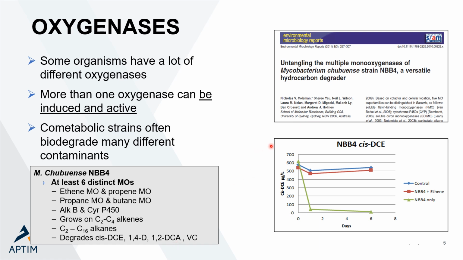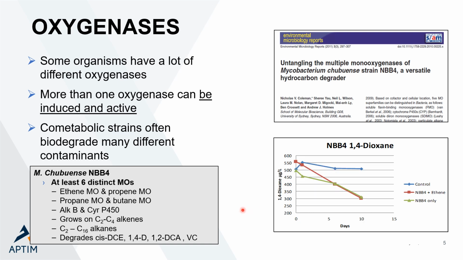And here's an example of this organism, some work we did in our lab. You see this organism was grown up on ethene, and it biodegrades cis-DCE, or cis-dichloroethene, very quickly. But in the presence of ethene gas, it doesn't degrade. And often this is what you see. If you have a high level of the primary substrate, in this case ethene, you get a competitive inhibition, so you don't see that contaminant of concern degraded until the ethene itself is biodegraded.